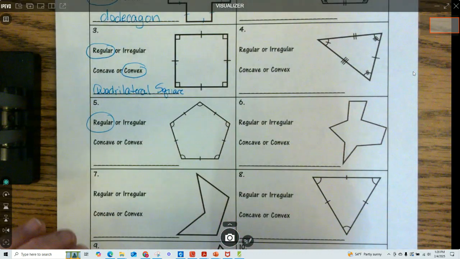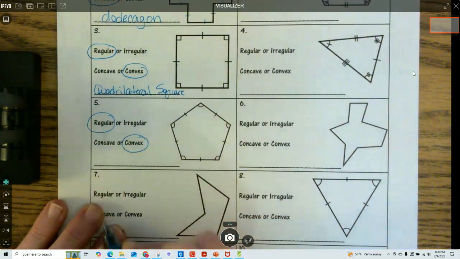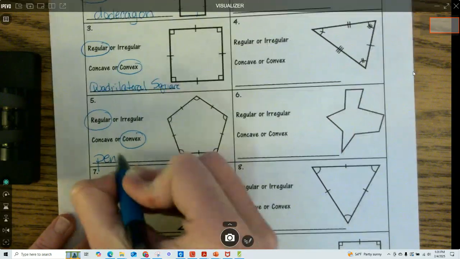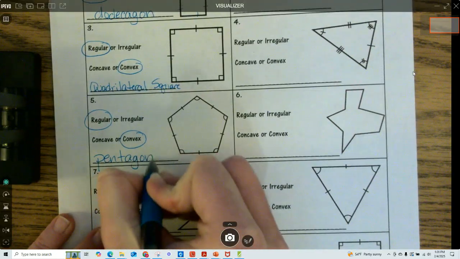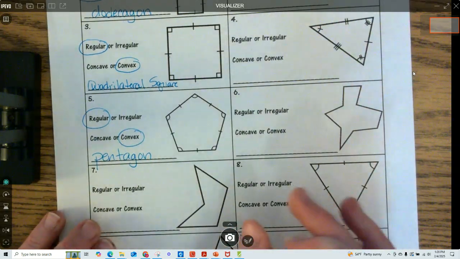So number 5, concave or convex? Convex. What's the name of that shape? Pentagon. 5 sides. And again, if you need to go through and mark them as you count, that's fine.